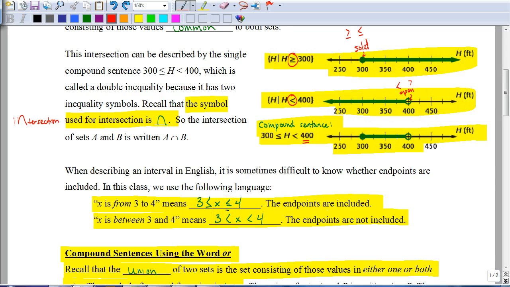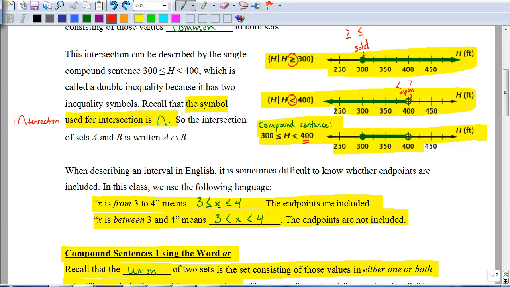Now a note about writing compound sentences, notice some consistencies here. You always start with the smallest number first, the 300, or in this case the 3. Here we had the 400, here we have a 4. So we always put the smallest number first, the largest number goes last, the variable goes in the middle, and if you do it that way, it's always going to be less than symbols in between those numbers. Then you just have to figure out if it's included or not, where we use less than or equal to, or just a plain old less than.